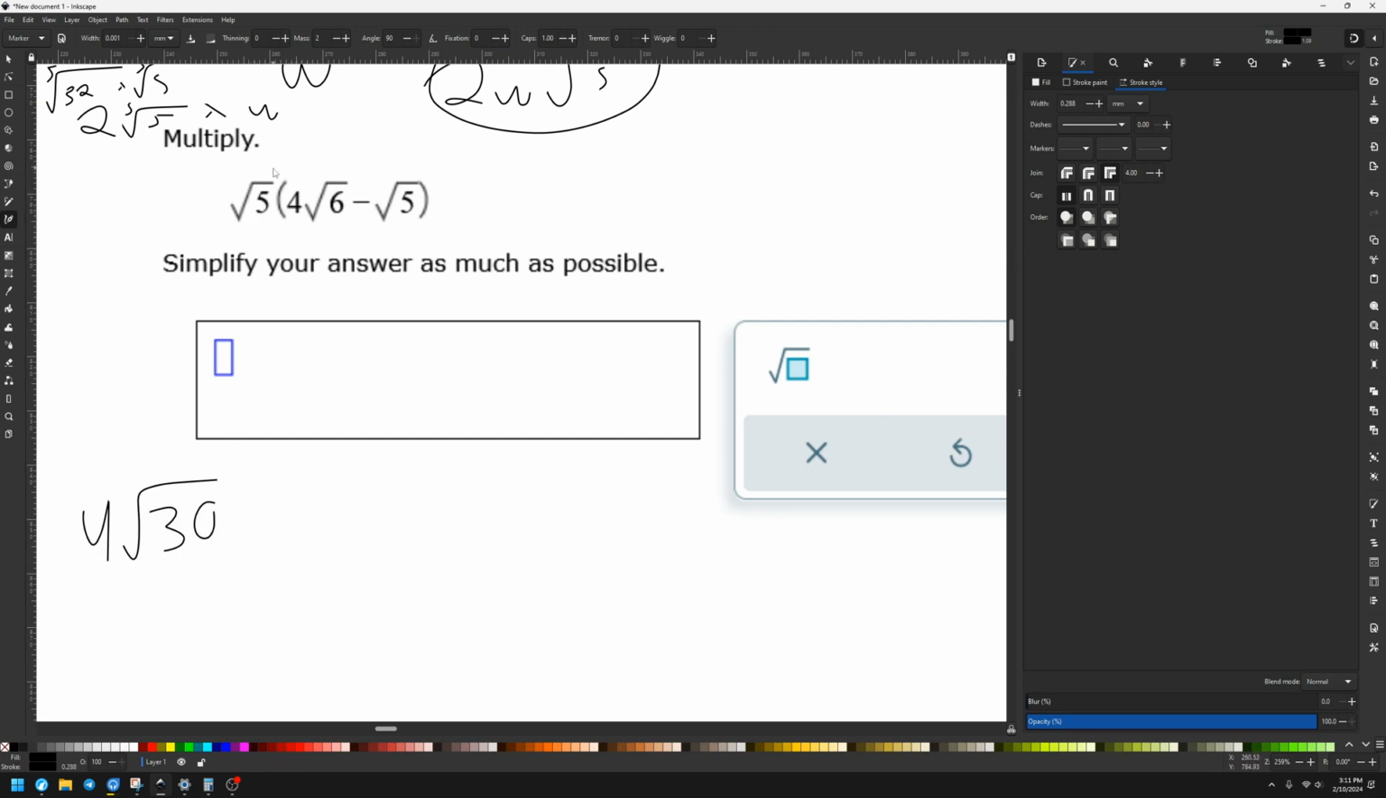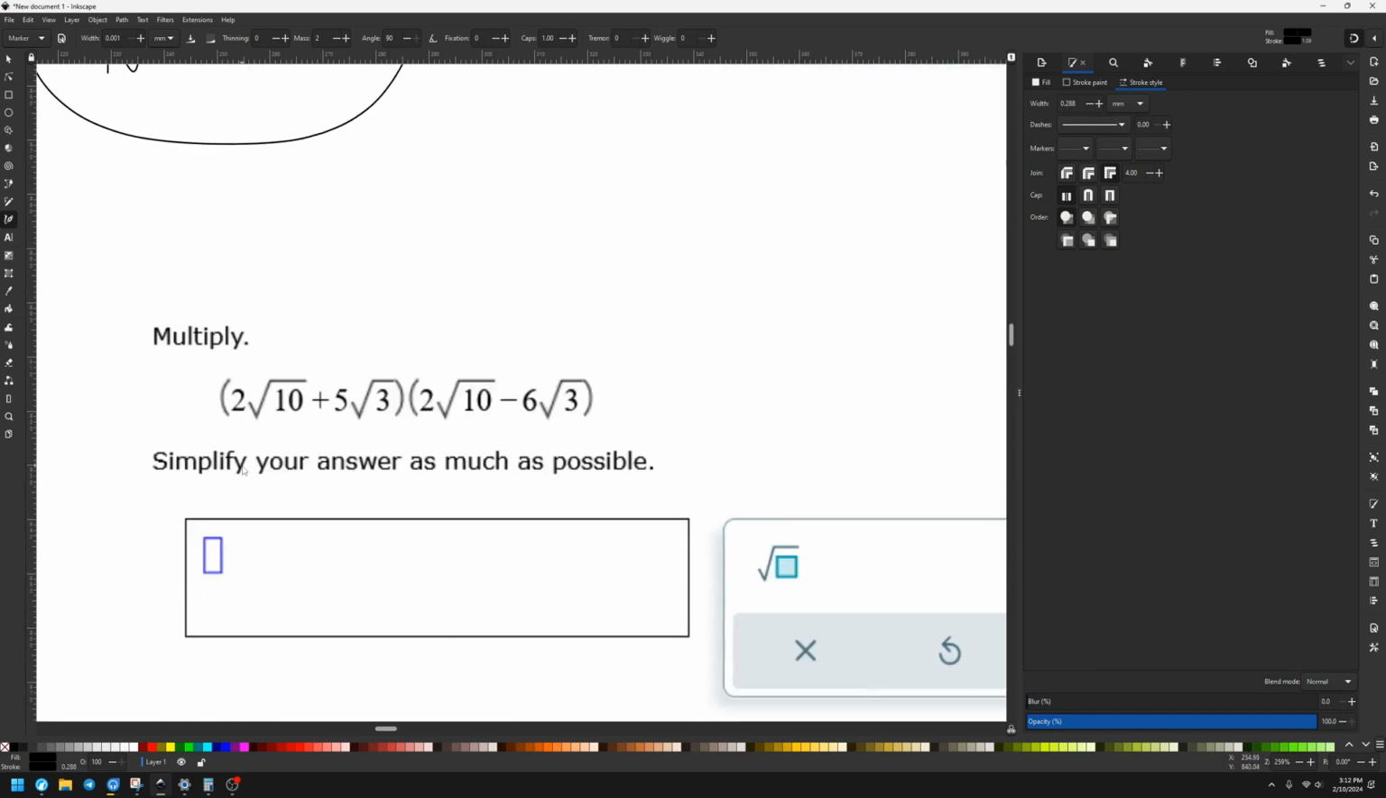And the square root of 5 times the square root of 5 is just 5. So we have minus 5. And do we have any perfect squares that divide 30? Okay, 1, 4, 9, 16, 25. Nope. So this is our final answer. 4 times the square root of 30 is simplified as much as possible already.